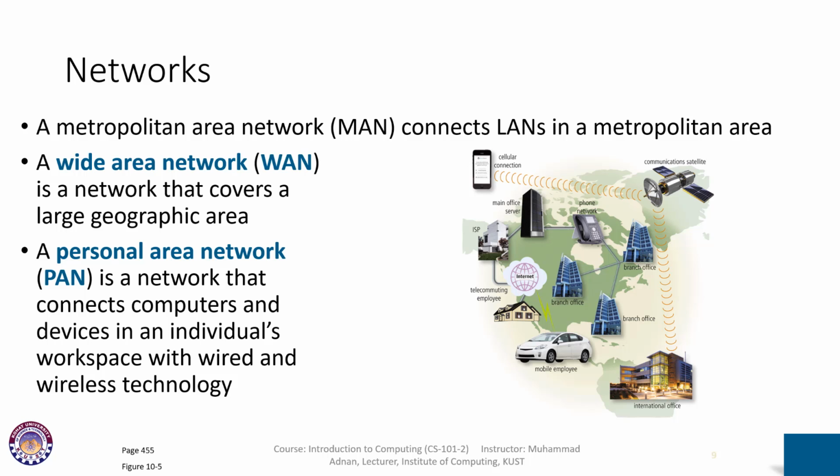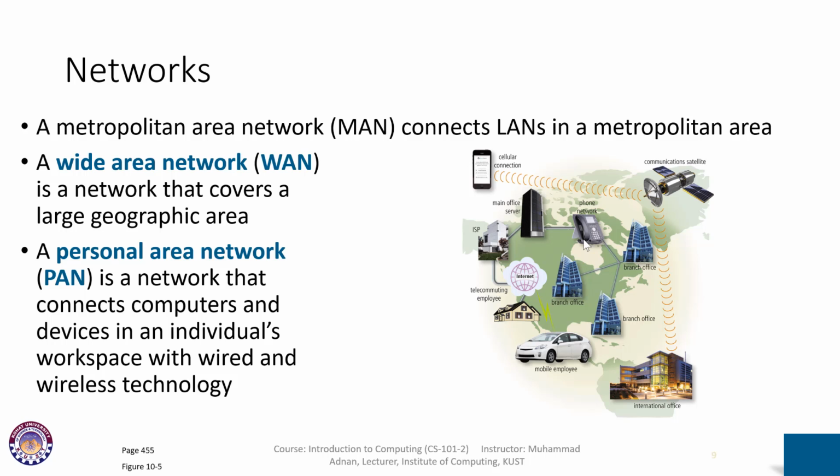So you can see here we have a wide area network where smartphones, communication satellites, international office, mobile employees, branch office, different branch office, phone networks, main office server, ISP (internet service provider), and a lot of other devices are connected together. So that makes up a WAN, or wide area network.